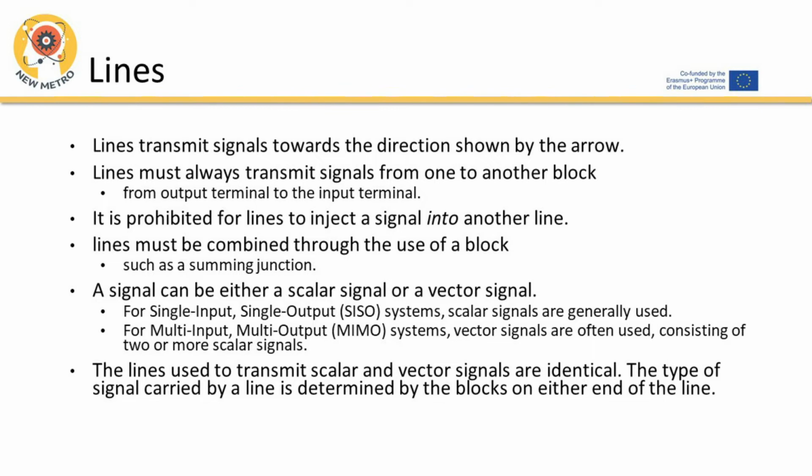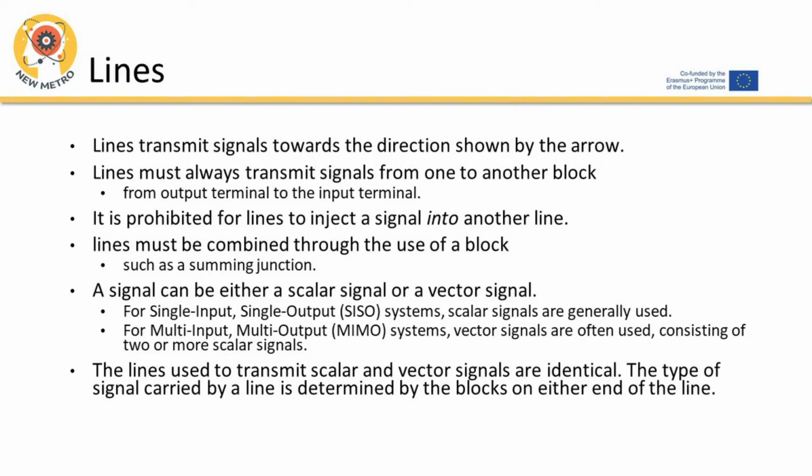Lines. Lines transmit signals towards the direction shown by the arrow. Lines must always transmit signals from one block to another, from output terminal to the input terminal. It is prohibited for lines to inject a signal into another line. Lines must be combined through the use of a block, such as a summing junction.